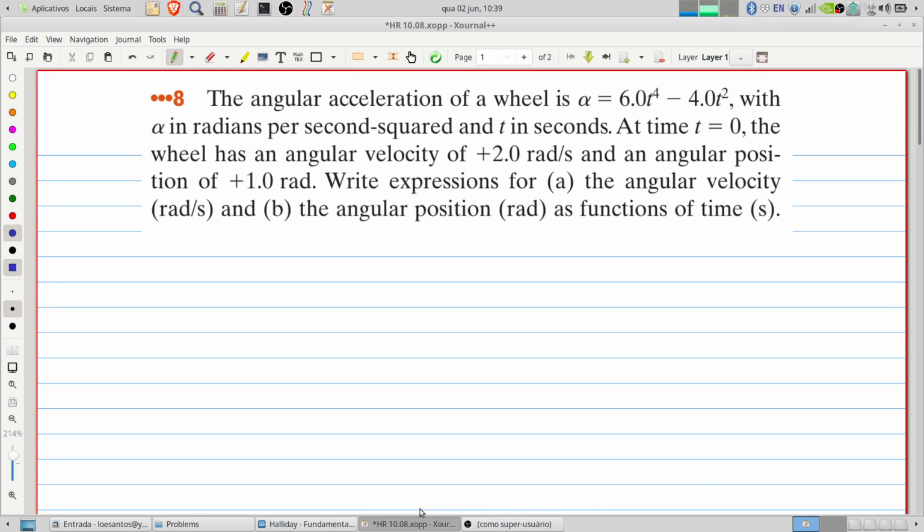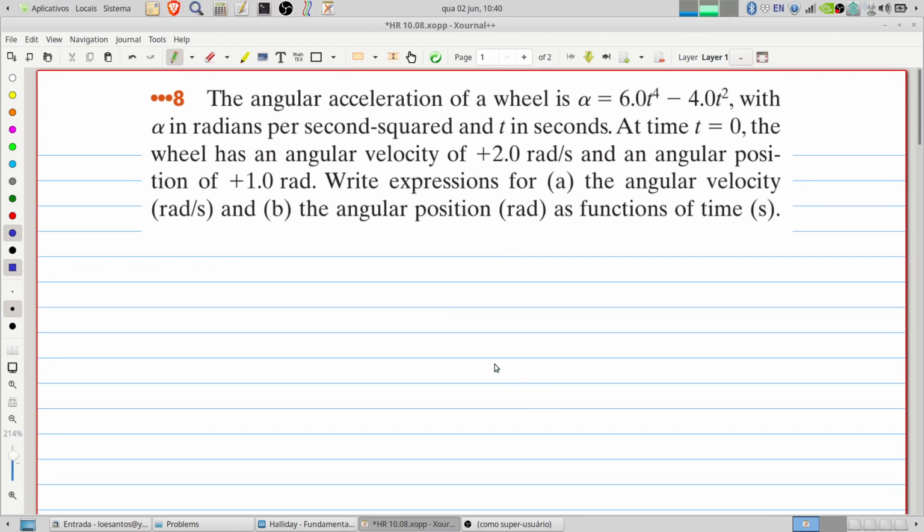The angular acceleration of a wheel is alpha equals 6 times t to the fourth minus 4 times t squared, with alpha, the angular acceleration, in radians per second squared, and time in seconds. At time t equals 0, the wheel has an angular velocity of 2 radians per second and an angular position of 1 radian. Write expressions for A, the angular velocity, and B, the angular position, as functions of time.